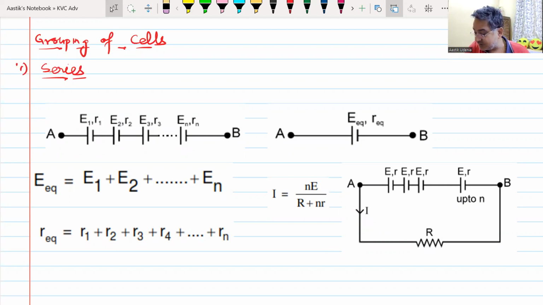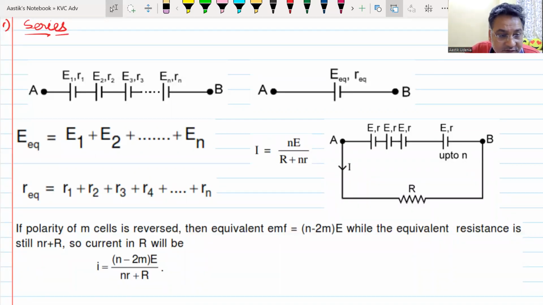Sometimes they might give you the question in this fashion, that some cells are connected in this polarity, some cells are connected in opposite polarity. If the question is given in that fashion, you can write the formula like this. If the polarity of M cells is reversed, then the equivalent EMF becomes N minus 2M times E, while the equivalent resistance remains the same. Do you understand? Yes, sir.